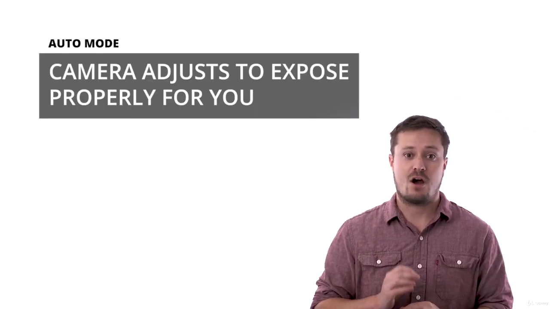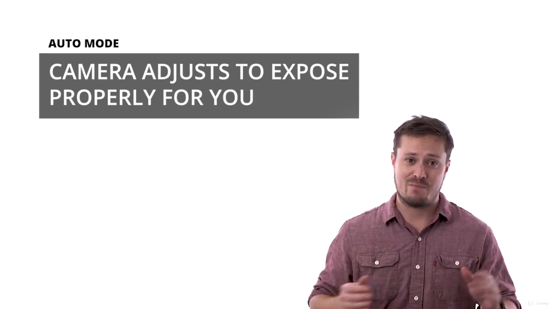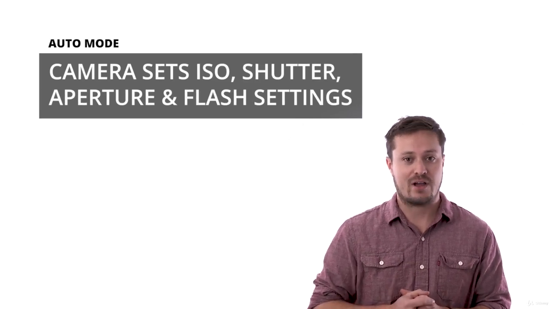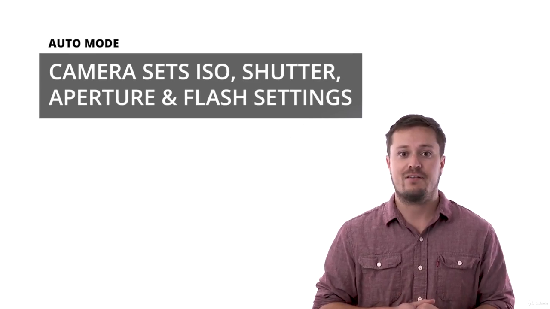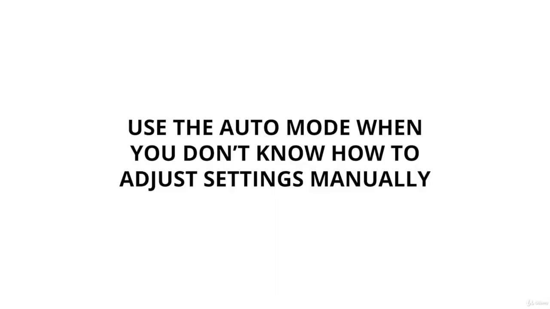Let's start with auto mode. This mode is actually green on most cameras. When you place your camera on auto, it will do everything for you. By default, your camera will decide what ISO, what shutter, and what f-stop to shoot with. It will also decide if it needs a flash, if your camera has one built in. It's basically the button you need to use if you want to take your camera straight out of the box and start shooting in any situation without thinking about a setting.